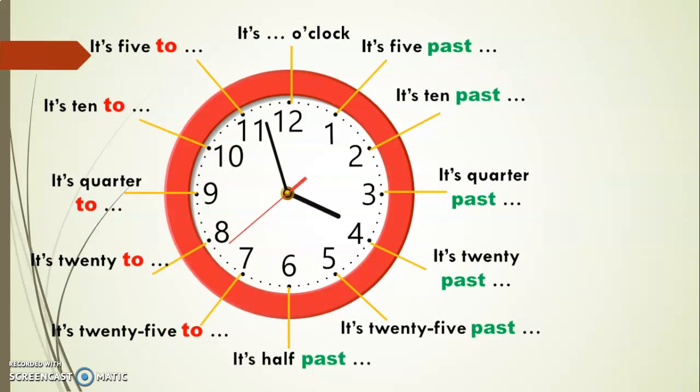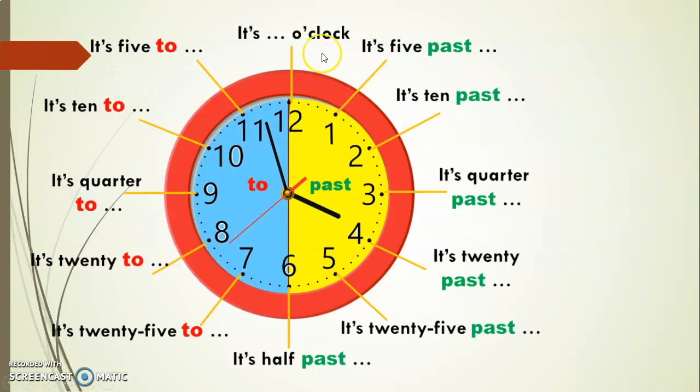This is our clock. The hours on it are from 1 to 12. This is the hour arm. This is the minutes arm. And this is the second arm. We can divide the clock into two equal parts. The first one is past, and the second part is to.